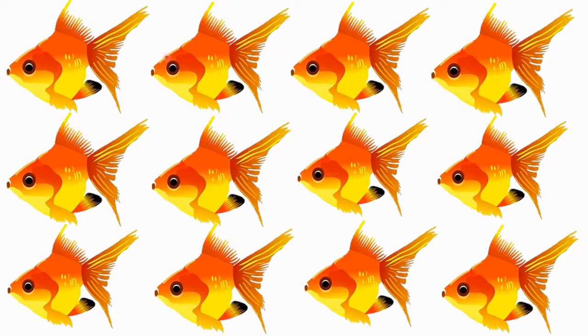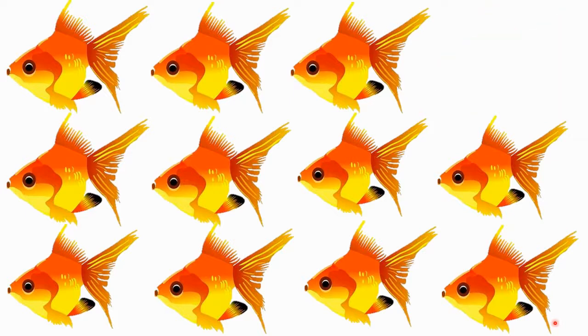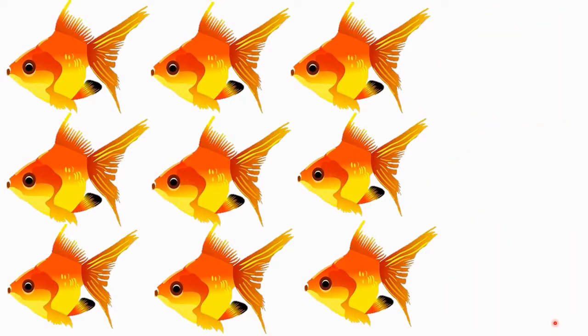1, 2, 3, 4, 5, 6, 7, 8, 9, 10, 11, 12. Then some fish go away. So how many remaining? Let's count one more time. 1, 2, 3, 4, 5, 6, 7, 8, 9. Now total fish here are 9.